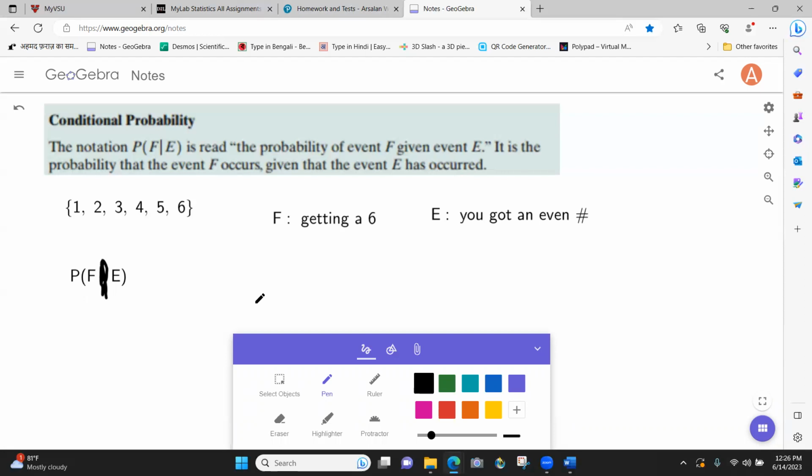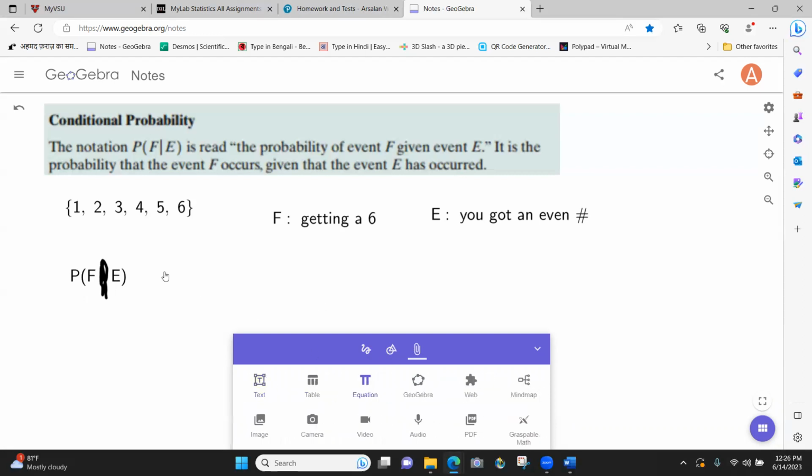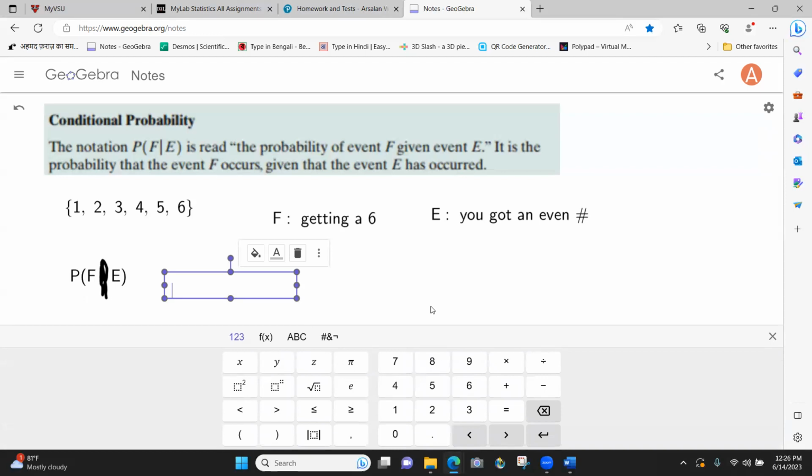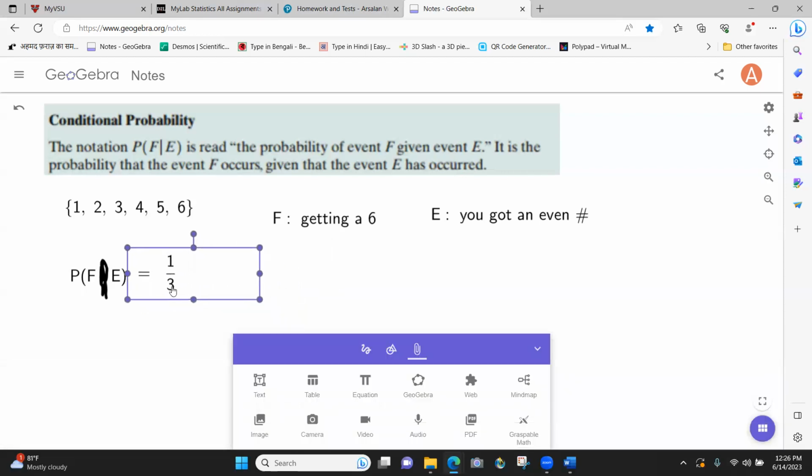Find the probability of F given E that's taken place. What is F? Getting a 6. What is E? You got an even number. So what happens? If I tell you I roll a die and I got an even number, what's the probability it's 6? You're going to say that's easy. There are three even numbers and 6 is one of them, 1/3. That changes everything. It's not one sixth anymore, it's one third.